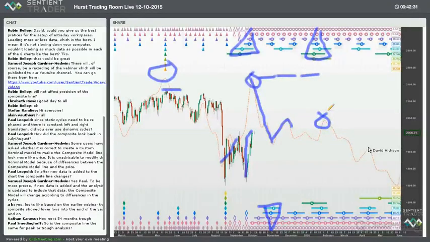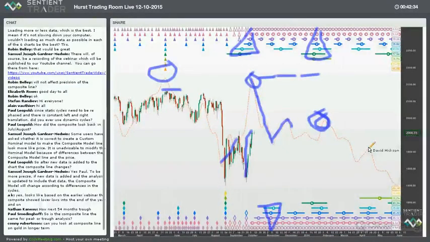Paul Smeedinghoff says, is the composite line the same for peak or trough analysis? Yes, it is. What happens is that it is a combination of the peak and trough analysis, Paul. So Sentient Trader takes all the information for the trough analysis, and if there is a peak analysis, it takes all the information for that, and it combines them, puts them together, and you come up with one line that tells you all of the cycle information that Sentient Trader has available to it.